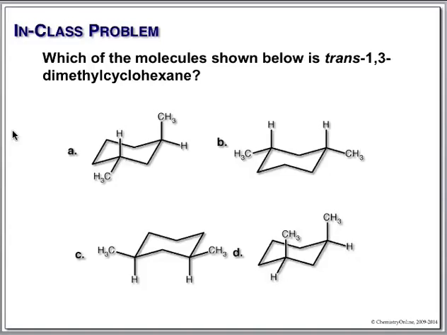This is coming up. This is coming up. They're both equatorial, but they're still both coming up. This is cis. Both going down at the same side, they're cis. Here we have one up, one down. This is our trans isomer. Any questions?